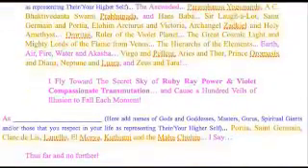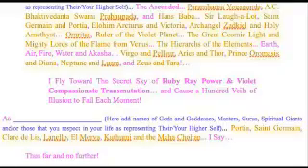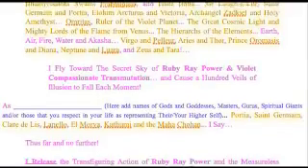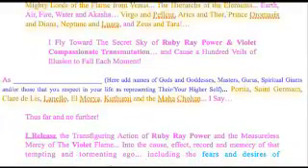I fly towards the secret sky of ruby ray power and violet compassionate transmutation, and cause 100 veils of illusion to fall each moment. As, and here you can name the names of gods and goddesses, masters, gurus, spiritual giants, and or those that you respect in your life as representing their and your higher self. We'll say together in gold.